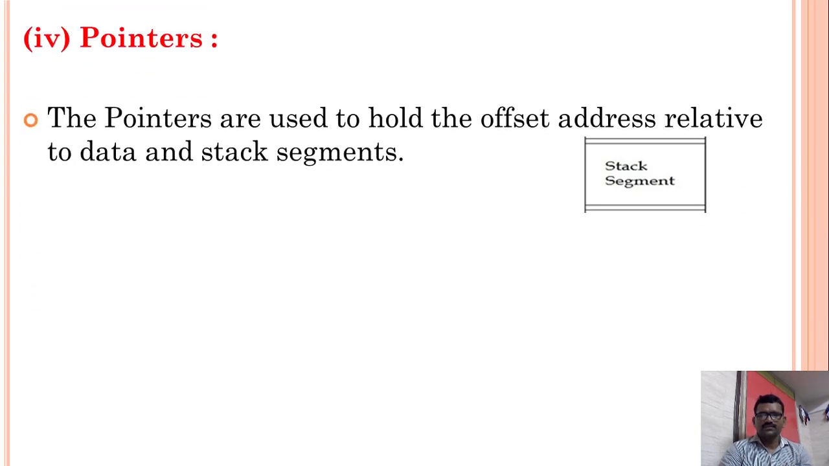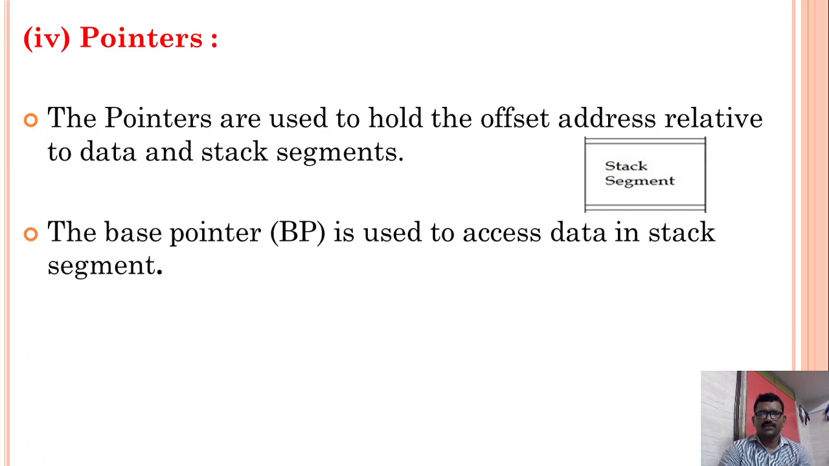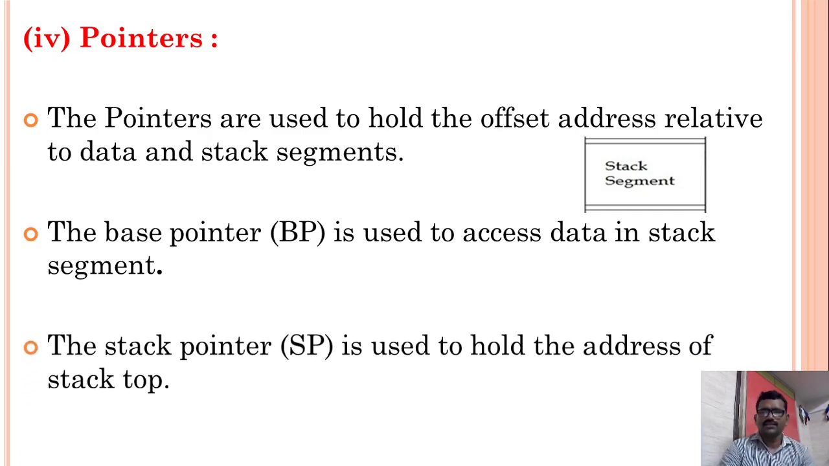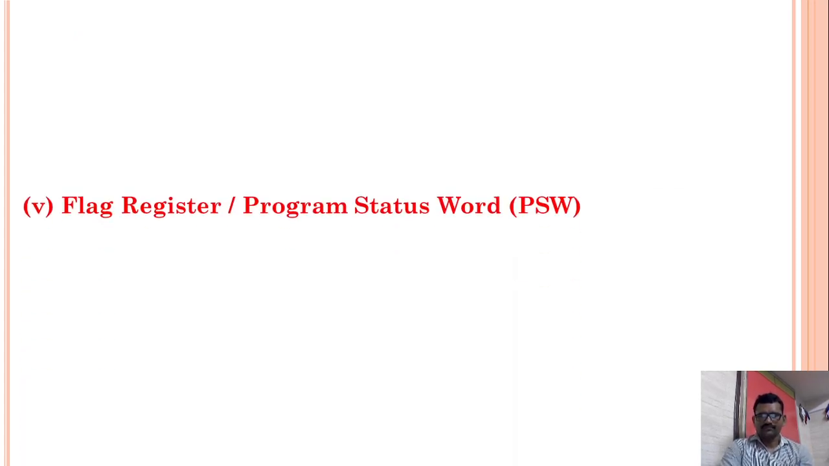Next, coming to the pointer registers. We have 3 pointer registers: instruction pointer, which we have already discussed, and stack pointer and base pointer registers. The base pointer register is used to store the offset address of a stack segment. In 8086, the stack is a last in first out structure. The top of stack address is stored in the stack pointer. SP will point to top of stack.